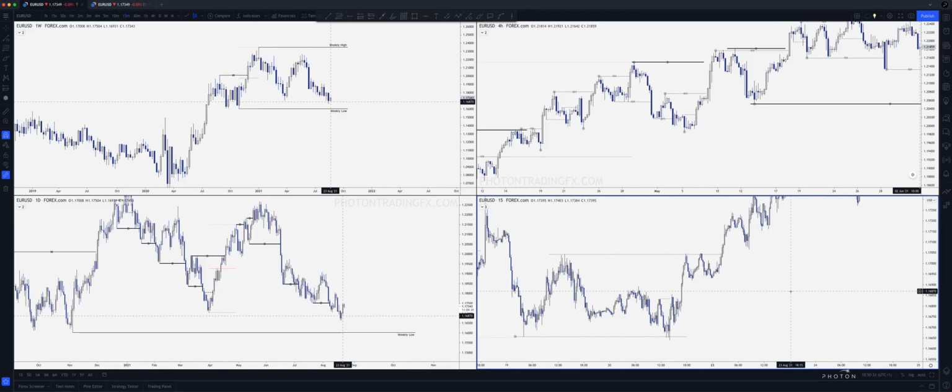Try and just drill it into your unconscious, and eventually it will just feel really, really natural, especially when you practice this in the live market and you see how it develops day by day. But yeah, I'll leave that there.